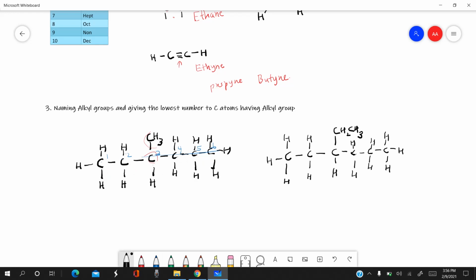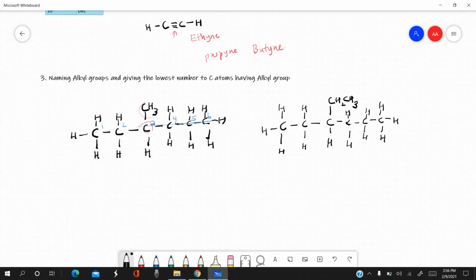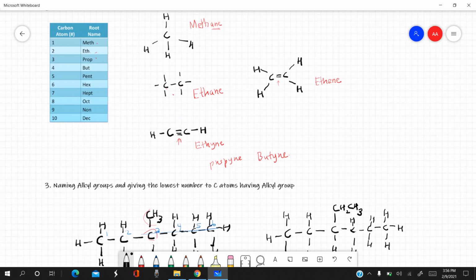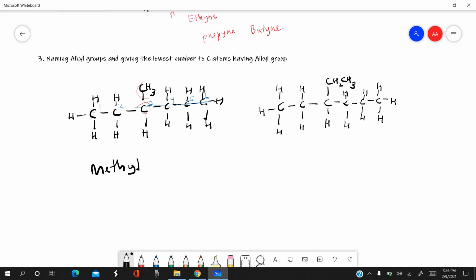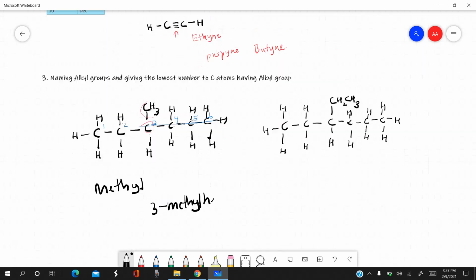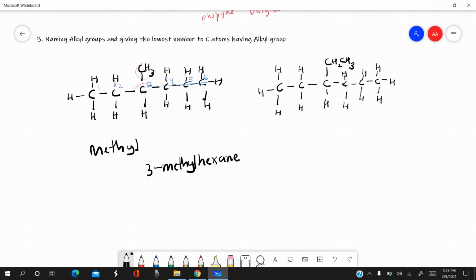Now, naming the alkyl group. If there is one carbon in the alkyl group, just check the root name, that's meth. Since it's an alkyl group, the suffix will be "-yl", methyl. So here it's number 3, 3-methyl. There are 6 carbons, so it's hexane. It's an alkane, so hexane. 3-methylhexane. Between a number and a letter you should put a hyphen.